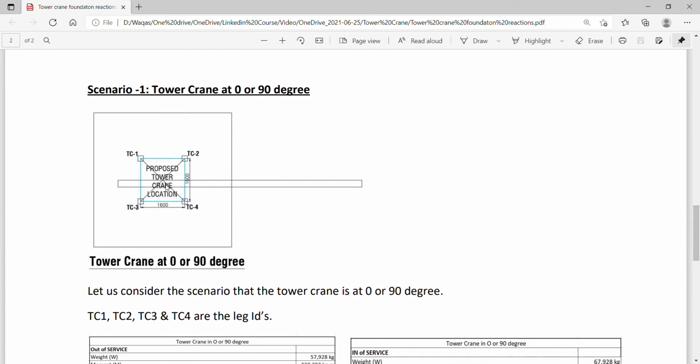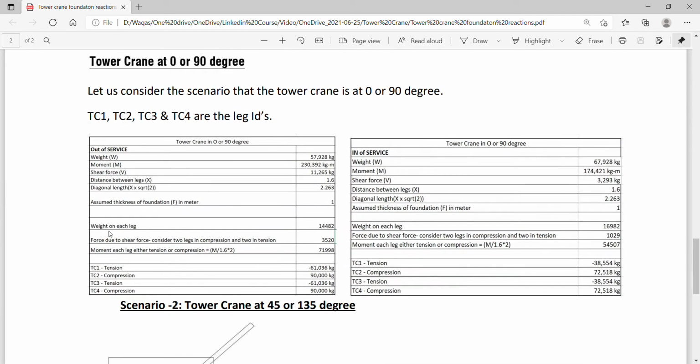So the dead weight, or the total weight on the counterweight, our crane will come into the center, and that load will be transferred to all four legs every time, in every case. So the weight W will always be divided by 4, which I did here. If you can see the weight on each leg, this value is nothing but W by 4.